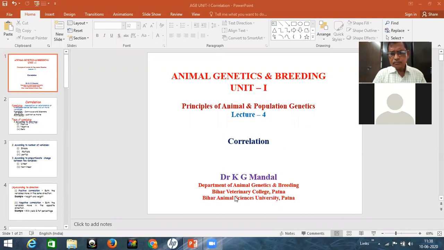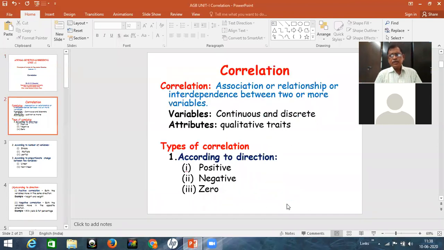So, now what is correlation? Correlation is the average relationship between two or more variables. Okay, it is the average relationship between two or more variables. Now, what do you mean by variables? Variables means the character which takes some measurements, numerical values.